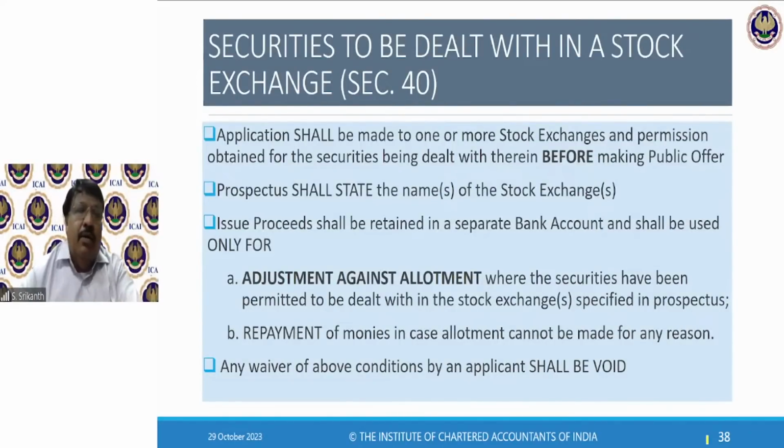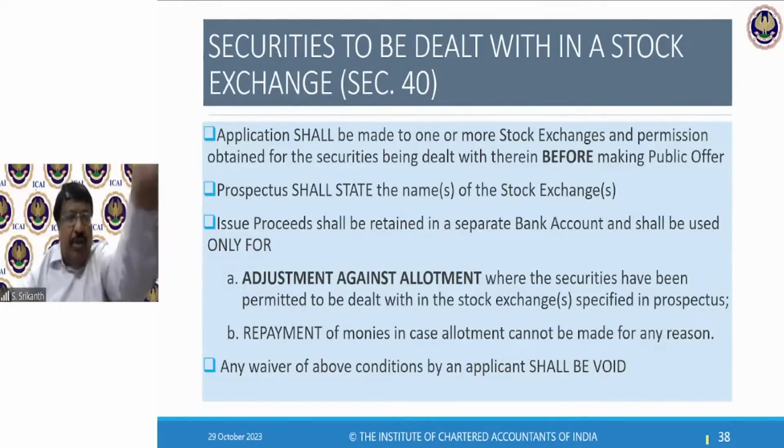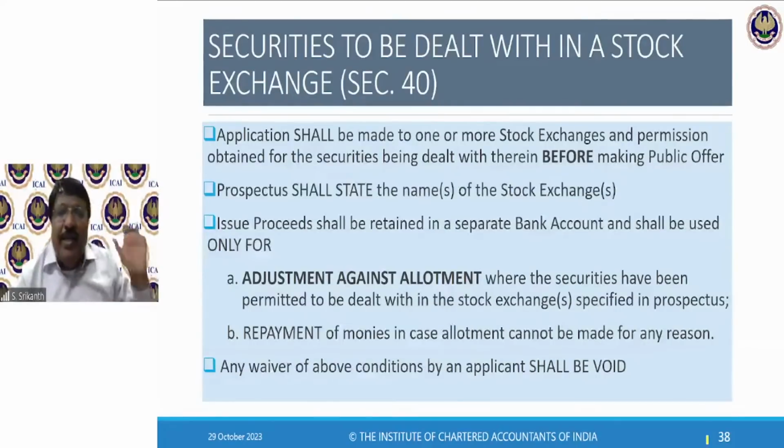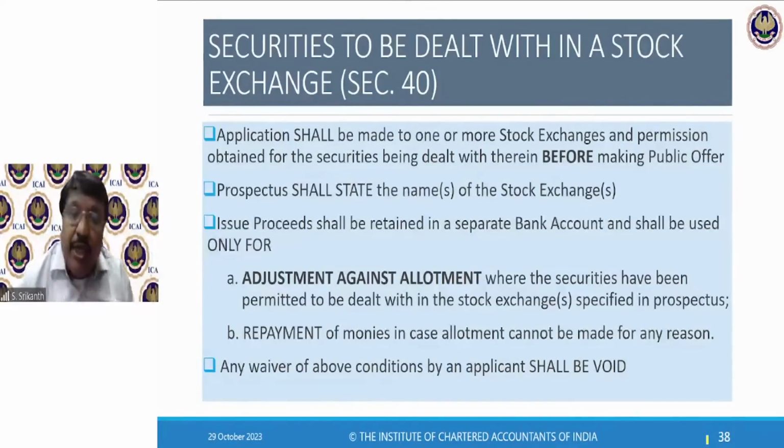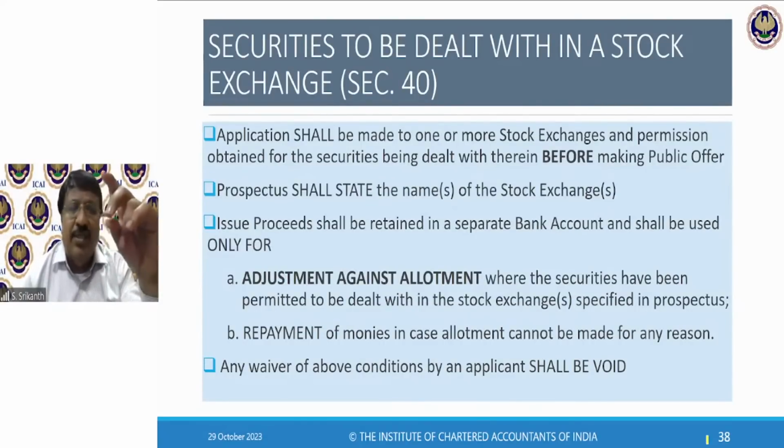Okay. Then, the issue proceeds, meaning what? Listen to me. Issue proceeds. I'm explaining. The money which is raised through the prospectus, the money which is received by issuing the prospectus, that is called issue proceeds. That money should be retained in a separate bank account, and shall be used only for adjustment against allotment where the securities have been permitted to be dealt with in the stock exchange. In case the stock exchange does not allow listing for some reason, you have to repay that money.